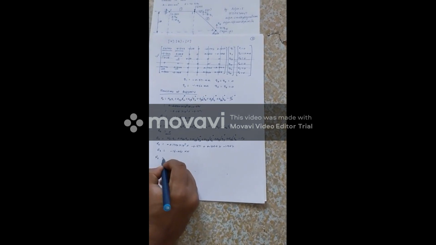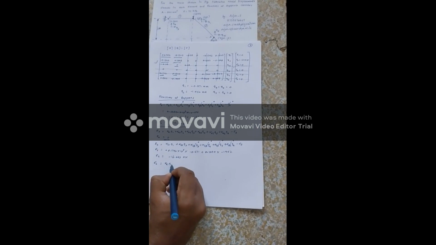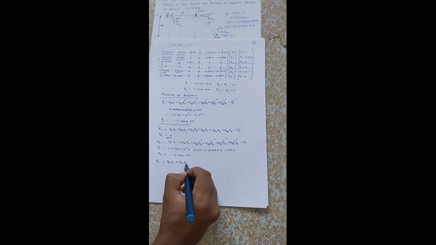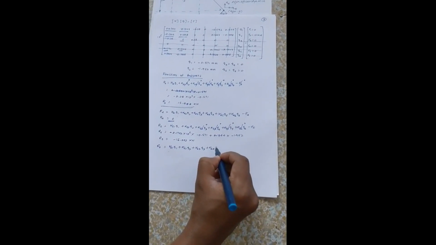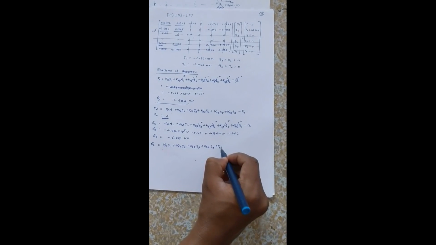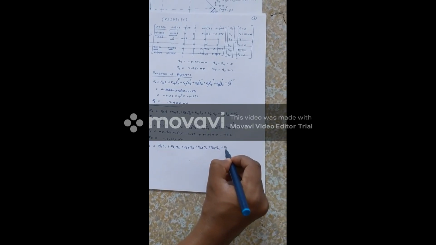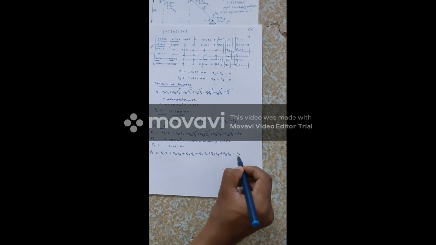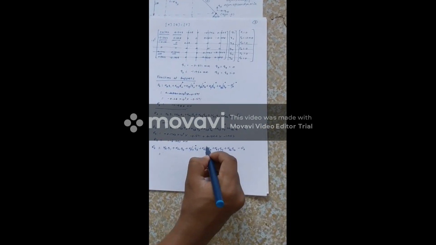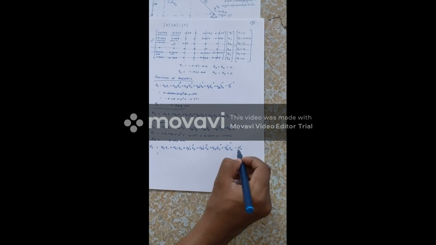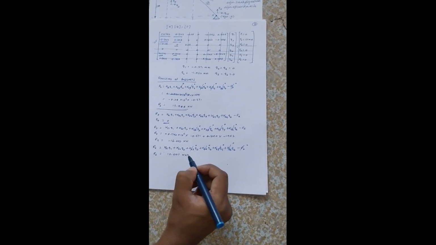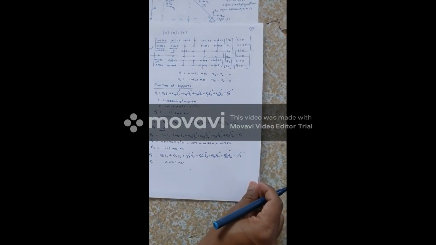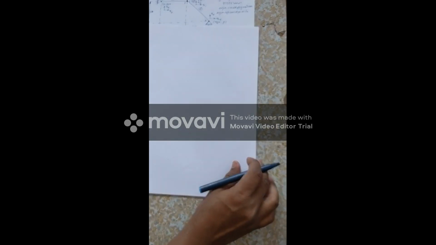Similarly, if you find R6, that is K61 Q1 plus K62 Q2 plus K63 Q3 plus K64 Q4 plus K65 Q5 plus K66 Q6 minus F6. If we solve this equation, the value of R6 obtained is 12.001 kilonewton, and this is about the reactions at supports.